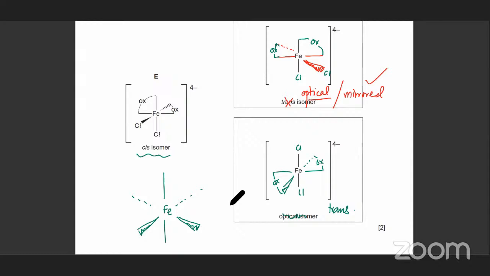Sir, yes, मुझे trans वाले में confusion हो रही है. Trans में shouldn't the same type of molecules not be on the same side? यहाँ पे chlorine same side पे है ना? नहीं, opposite sides पे, 180 degrees. Okay, one is at the top, the other one is pointing at the bottom. ठीक है, ये same side है कि 90 degrees.